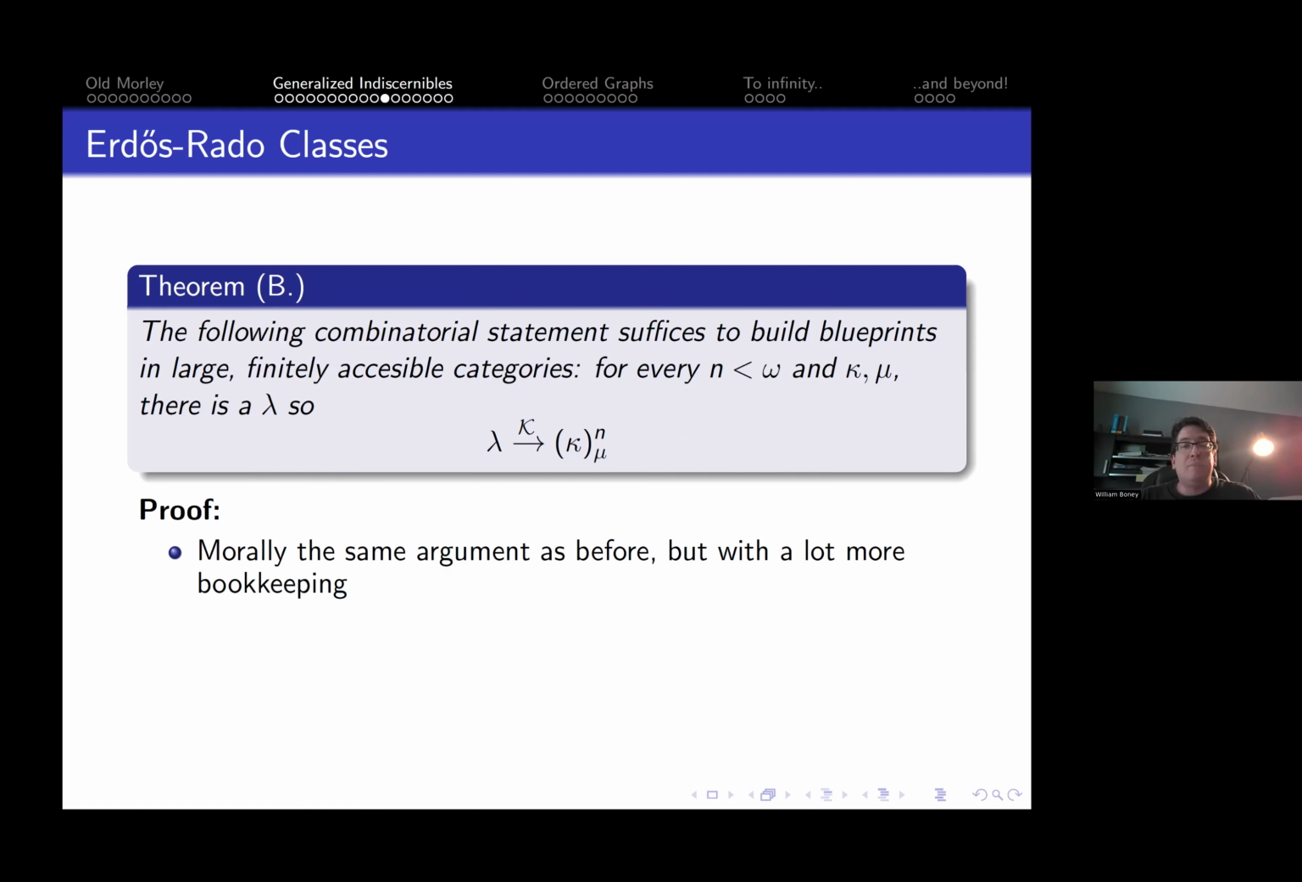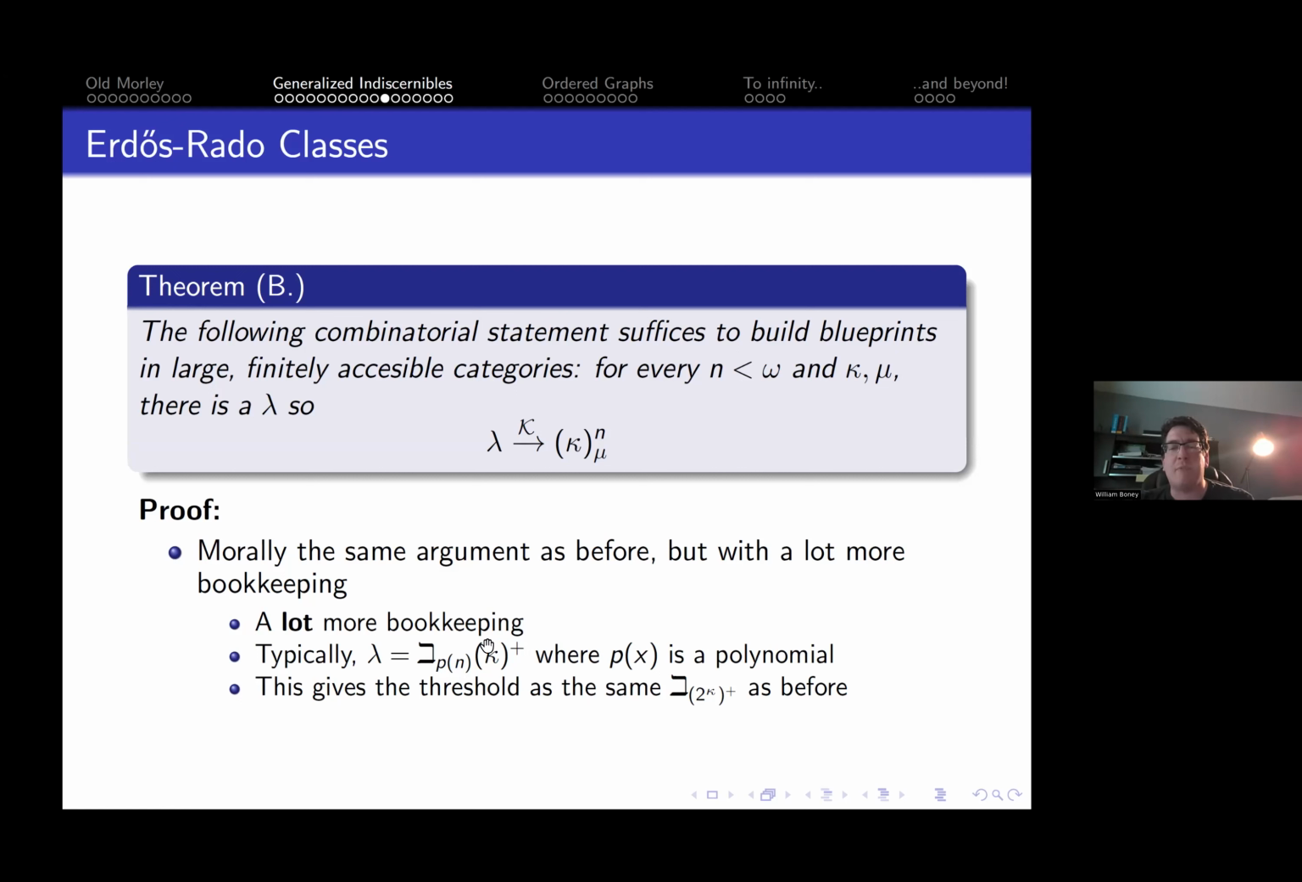What happens in general, and we'll see some examples in a second, is that this lambda, for the Erdős-Rado theorem, was beth sub n-1 of kappa plus. Typically, it's beth of some polynomial of kappa plus. And there's a lot of wiggle room for getting that beth sub 2 to the kappa plus threshold that we saw before. Even if this is beth sub omega or even larger, you still don't mess with this threshold at all.